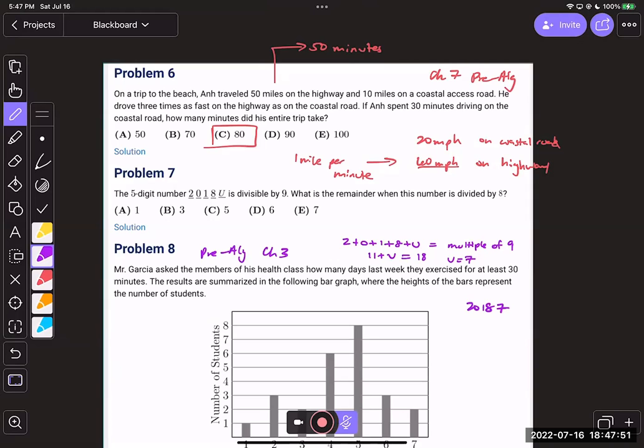Now the question is, what is the remainder when this number is divided by 8? Do you know how to do that? Wait, what? What is the remainder when this number is divided by 8? When 20,187 is divided by 8? No. How do I do that?